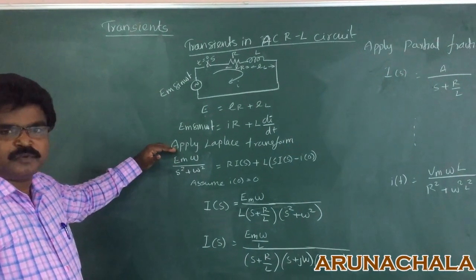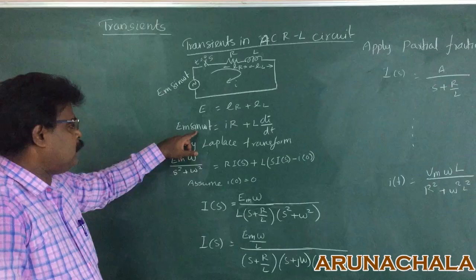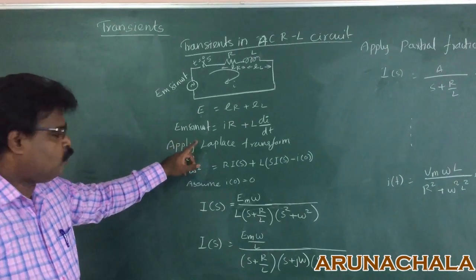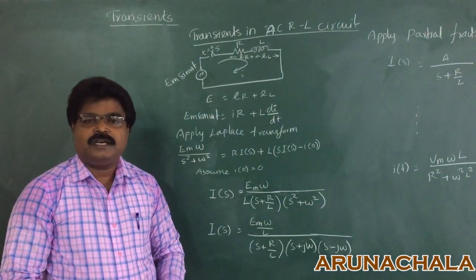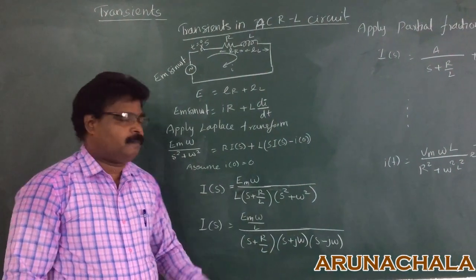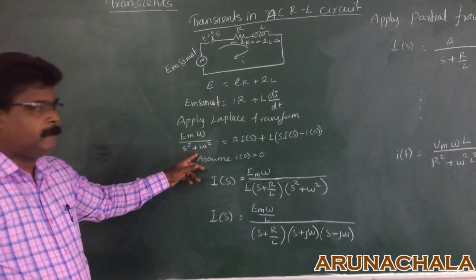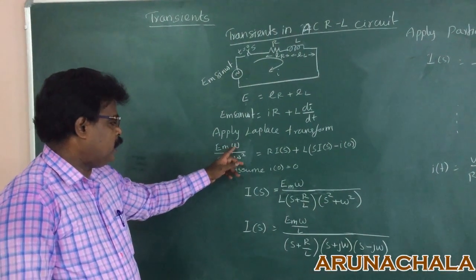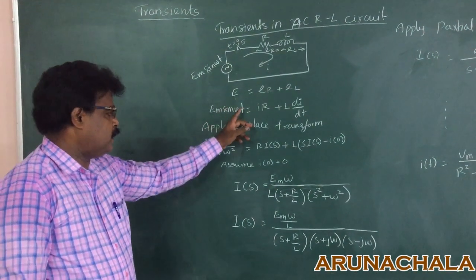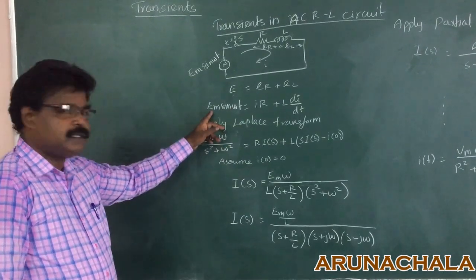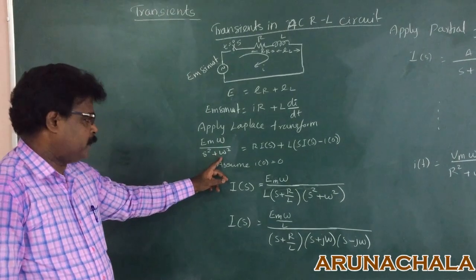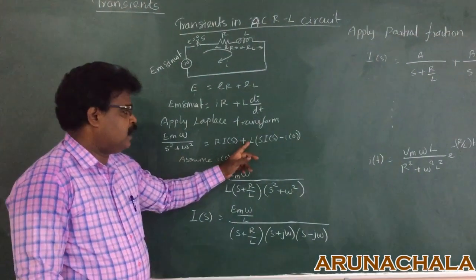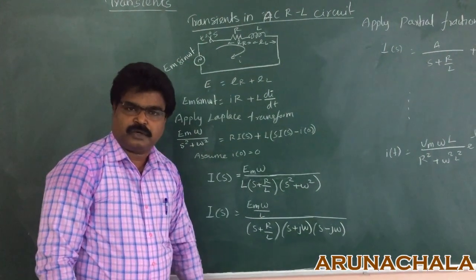Then apply the Laplace transform. What is the Laplace transform of sin omega t? Omega divided by S square plus omega square. So Em is constant, and the Laplace transform of sin omega t is omega divided by S square plus omega square. That is equal to R times I of S plus L times (S I of S minus I of 0).